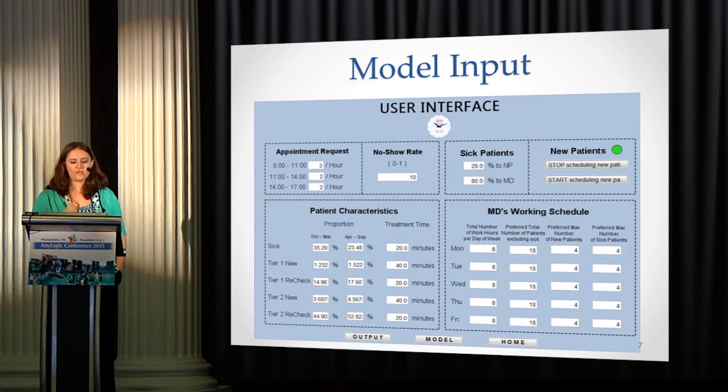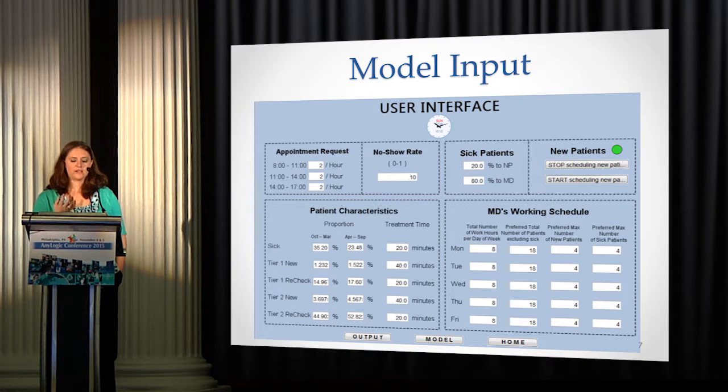And then another important factor is the treatment time. So often you'll see the newer patients have longer appointment times than the recheck patients. So we have different appointment times for each of our patient classifications. And so all of the things I just described to you are more of the known information for the model. On the far bottom right, you see the MD, which is medical doctor, so that's the physician's working schedule.